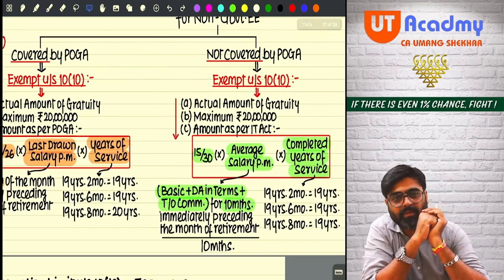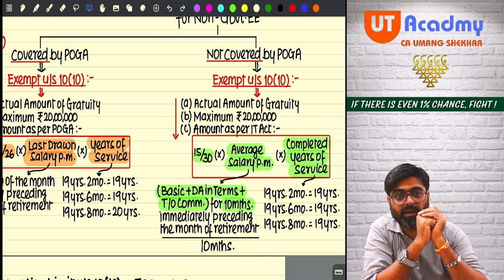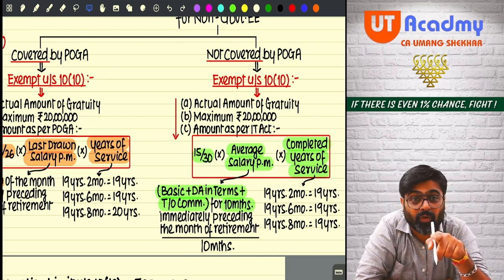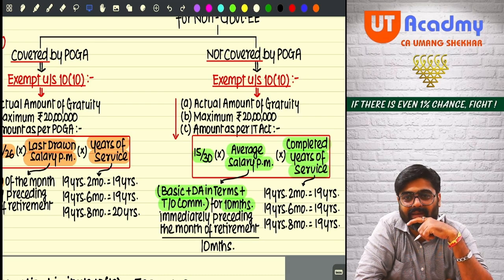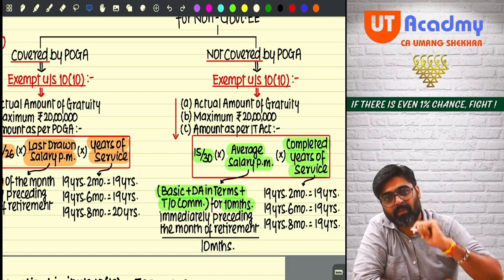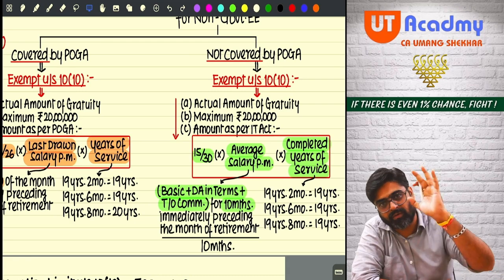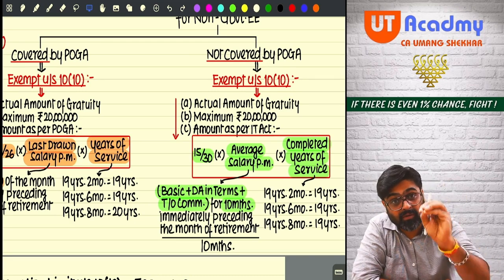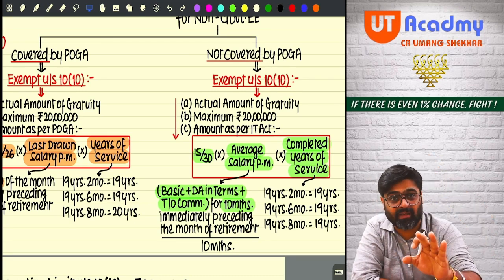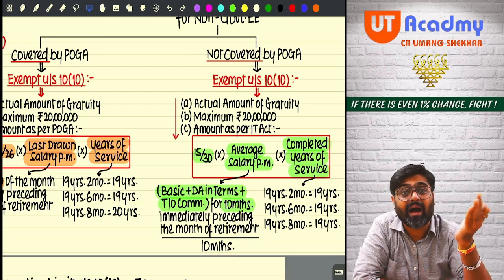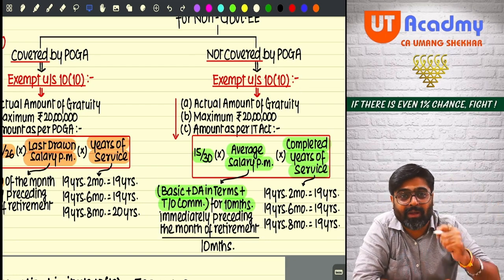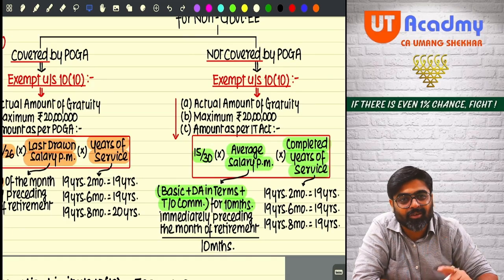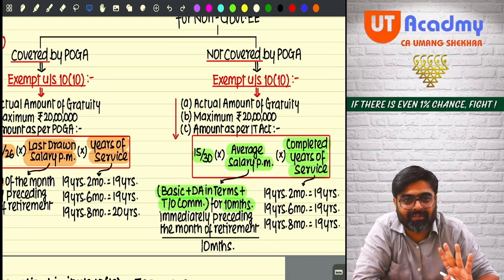See, if you are a non-government employee, you are not covered by POGA, still your employer can say thank you and give you gratuity. Is it necessary that you should be covered by the Payment of Gratuity Act? Only then I have to give you? No. If you are covered, then I have to compulsorily give you. But if you are not covered, I may give you voluntarily on my own. So still you are going to get that exemption.